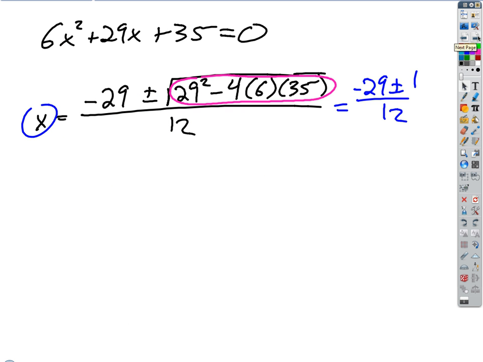Get the idea? Okay, let's do maybe just one more quick one of those. What if we had something like this, a little easier one? What if we had something like x to the 4th minus 2x squared minus 8 equals 0. What would we do there?